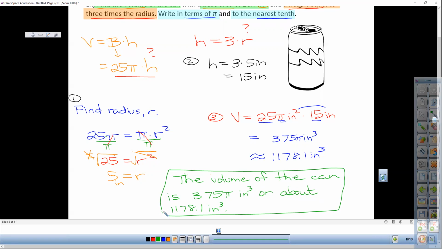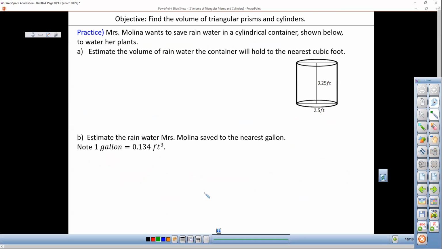Alrighty, done with that one. Here's a practice problem. Again, I recommend you pause the video here. We'll take a look at the answer to parts A and B in a moment. All right, let's take a look at our answers.